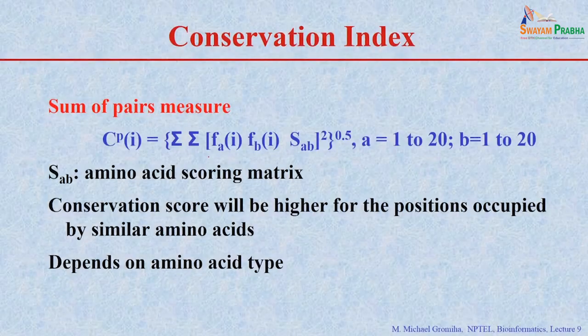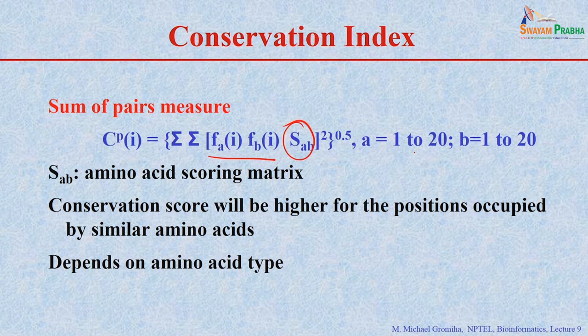Then there is another measure called the sum of pairs method. Here, if you have these aligned sequences, Fa of I and Fb of I, then we give the scoring matrix depending upon the aligned residues. So which scoring matrix do we use? We have discussed two matrices, either the PAM matrix or the BLOSUM matrix.